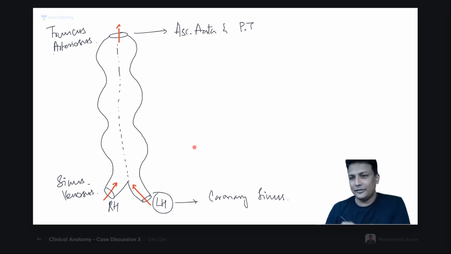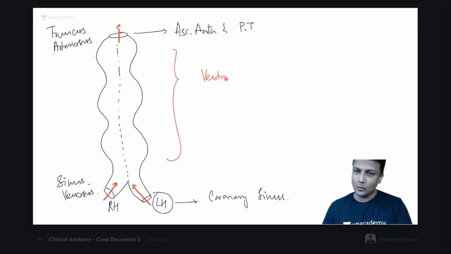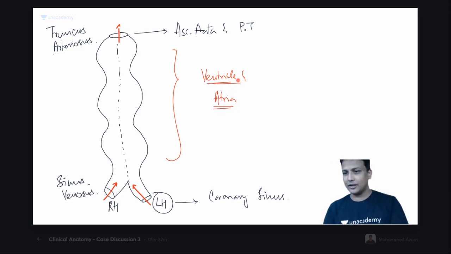What is remaining? If you are done with the inflow and the outflow, the middle part is actually your four chambers of the heart. So atria and ventricles have to be developing from here only. Will you agree with me? Your atria and the ventricles should definitely be derived from this middle part. That is the one which is going to form your ventricles, and that is the one which is going to form your atria, both right ventricle and left ventricle, the right atrium and the left atrium. And that is derived from these three dilatations.